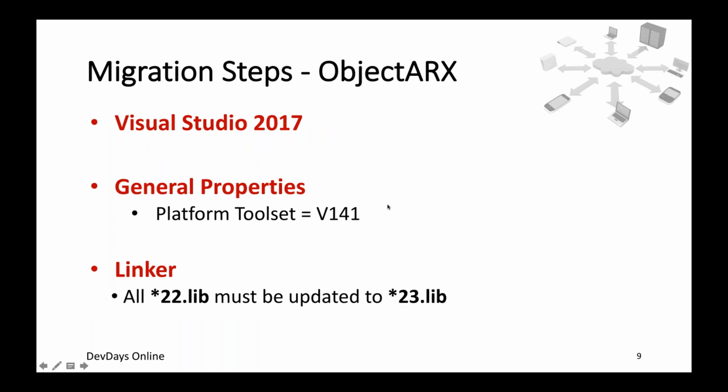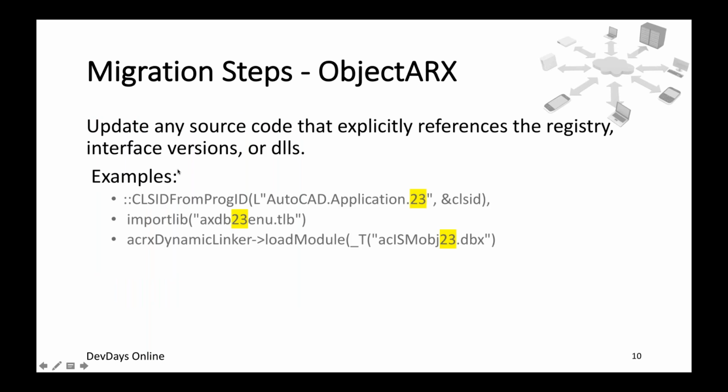So specifically for Object-ARX now, you do have to use Visual Studio 2017. You need to make sure you're using the most up-to-date platform toolset, which is v1.4.1. And when you're compiling, you need to link to the star 23.libs rather than last year's star 22.libs. And any additional references to things like type libraries, interface versions, and specific DLL versions, you also have to update from 22 to 23.